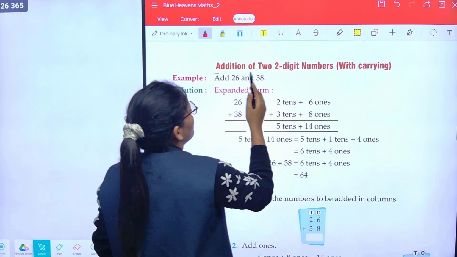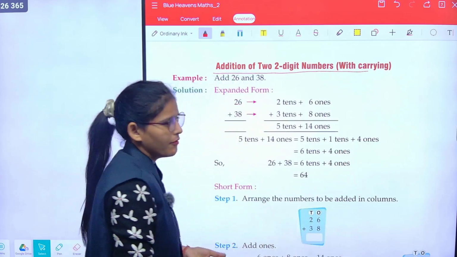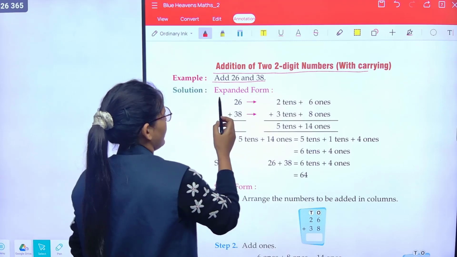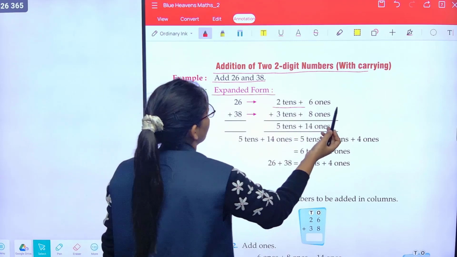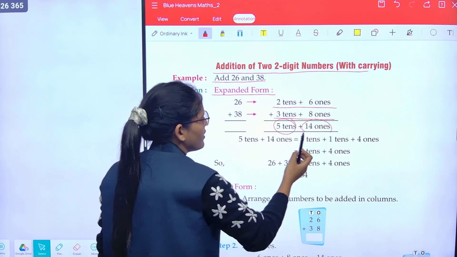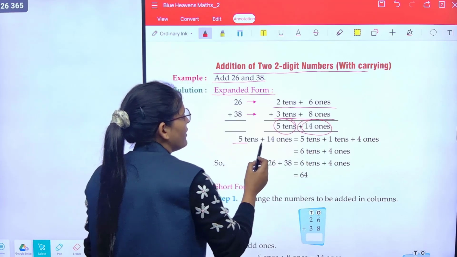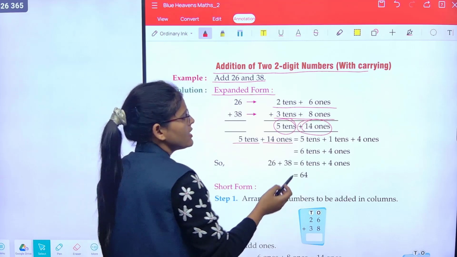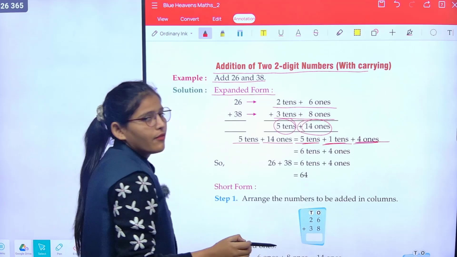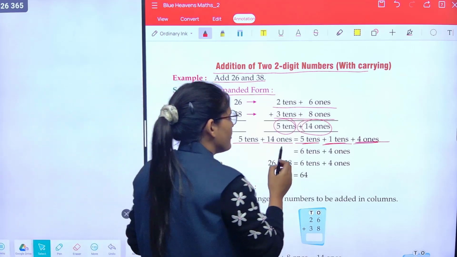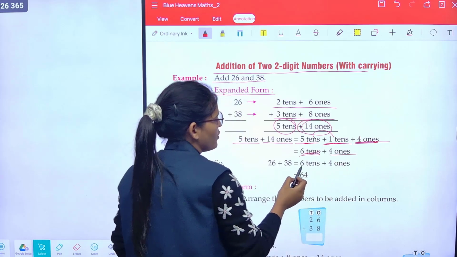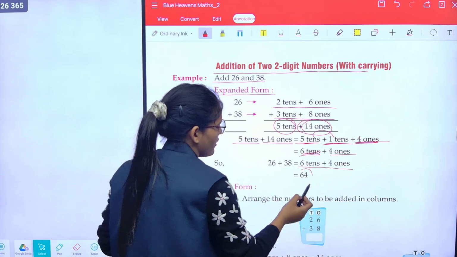Now addition of two digit numbers with a carry. Now add 26 and 38. Expanded form again: 2 tens 6 ones, 3 tens 8 ones. So 5 tens 14 ones. 14 ones is 1 ten plus 4 ones. Now 5 tens and 1 ten plus 4 ones is 6 tens plus 4 ones, 64.